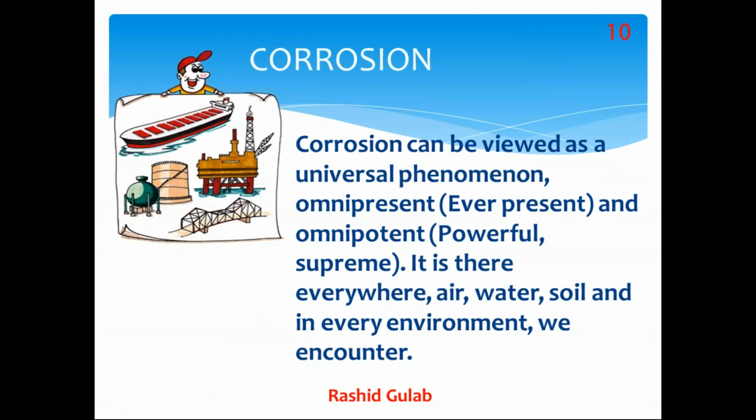Here is the definition of corrosion. Corrosion can be viewed as a universal phenomenon, omnipresent. Omnipresent means ever present from the first day. Omnipotent means the most powerful, and supreme means this corrosion process is from the beginning and it's very powerful. We can minimize the consequences of this corrosion.